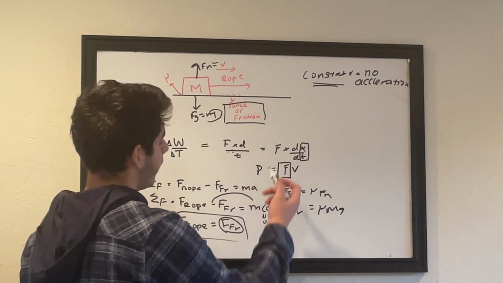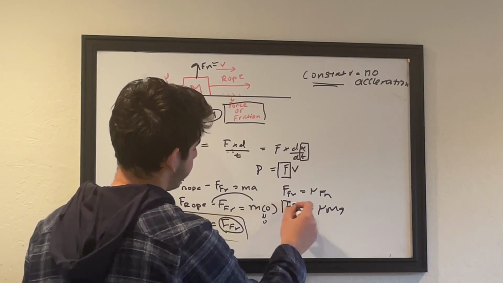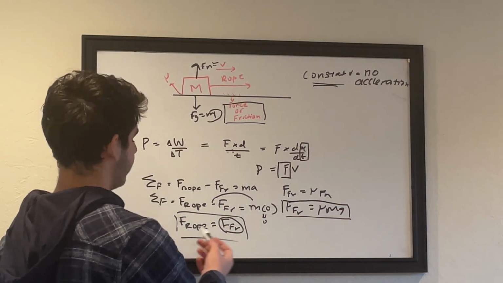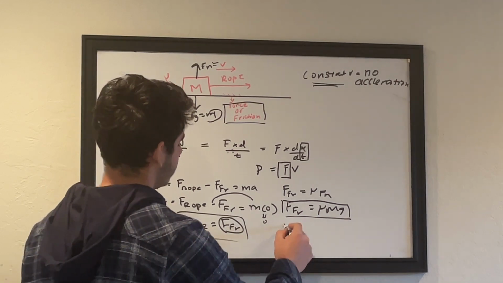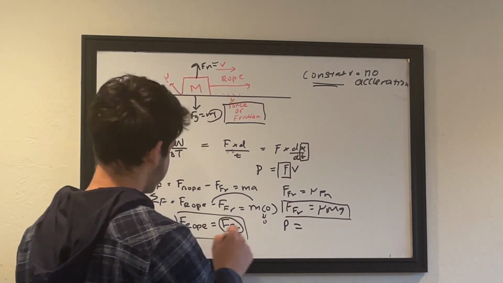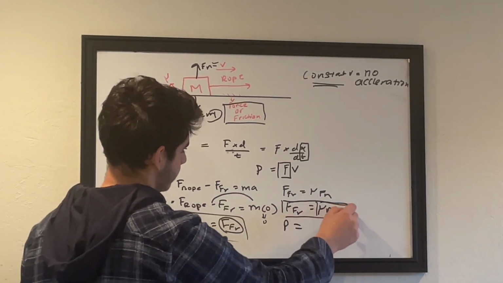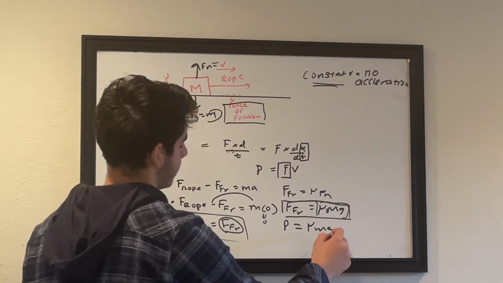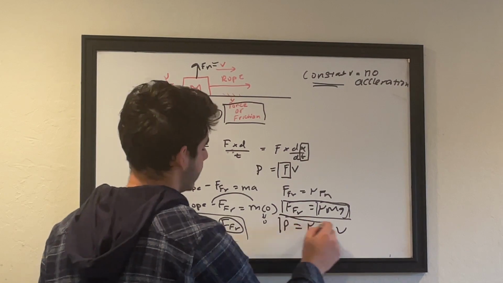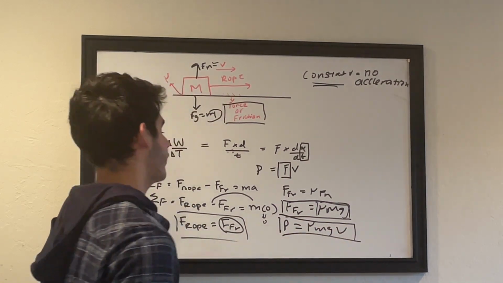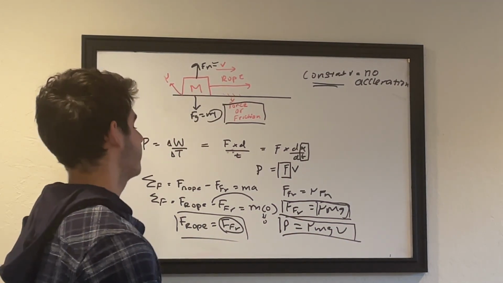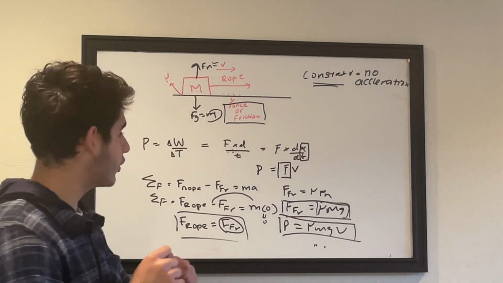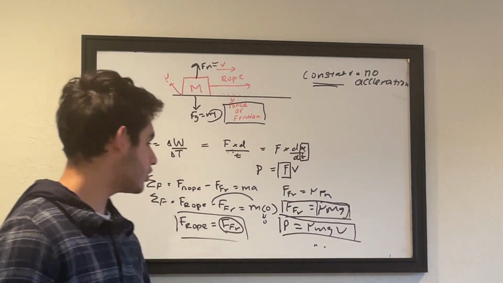Now, going by the formula, we found that the sum of forces is equal to this. Correct? F rope is equal to F_fr. So we can say P is equal to mu mg times v. This is the power needed by the rope to overcome the force of friction and bring it to some certain velocity. This is the formula. This is the thing. Alright? This is your answer to this question.